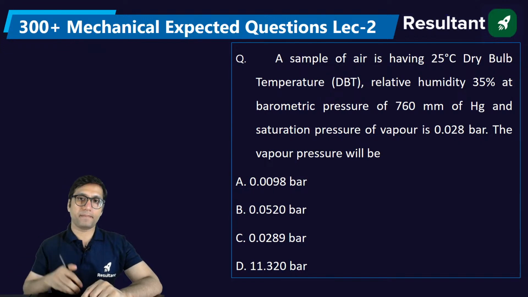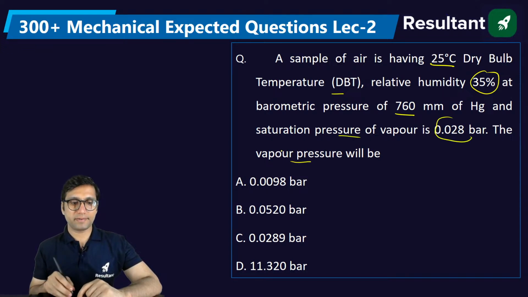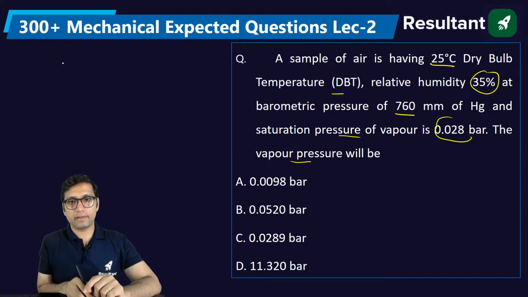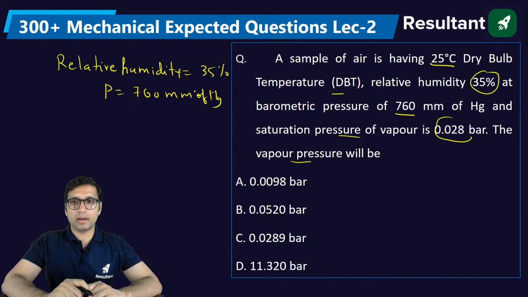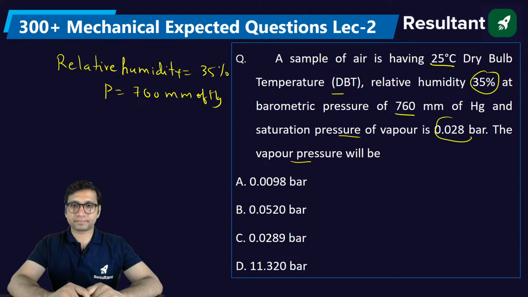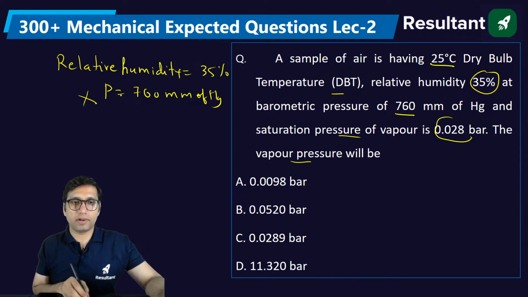A sample of air is having 25 degrees Celsius of dry bulb temperature and relative humidity of 35% at barometric pressure of 760 and saturation pressure of vapor is 0.028. Vapor pressure will be? Relative humidity is given, which is 35%. Barometric pressure is given, 760 mm of mercury. How to approach this question? The vapor pressure you have to determine. See, this data is not used here. It will not be required.